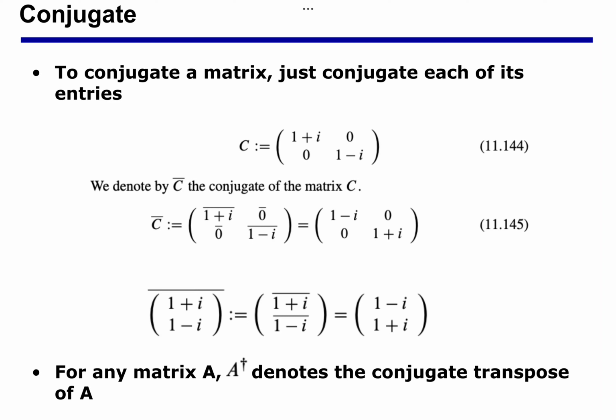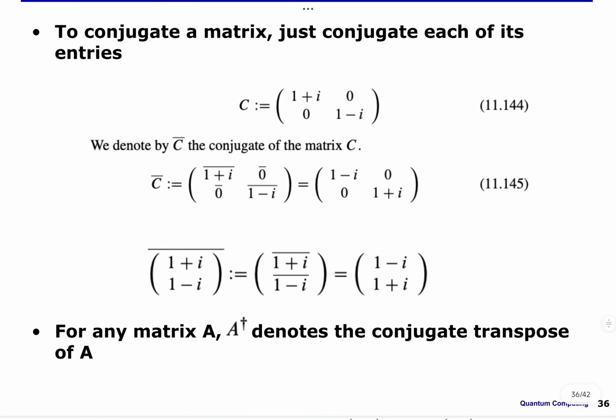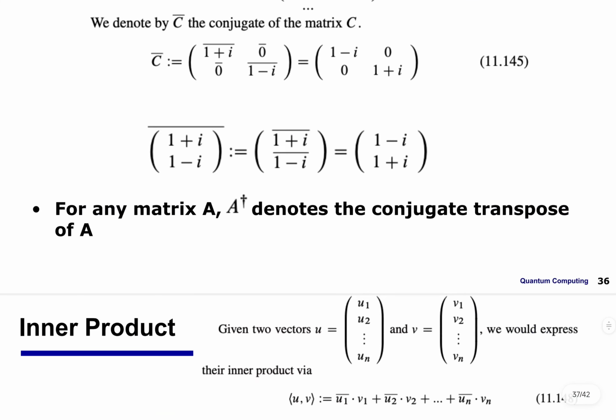How to conjugate a matrix? Just conjugate each entry of the matrix. There is another notation, and there is a name for this notation too. It denotes a conjugate transposition.